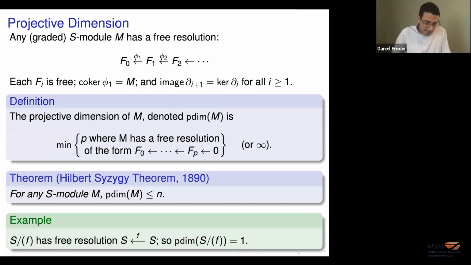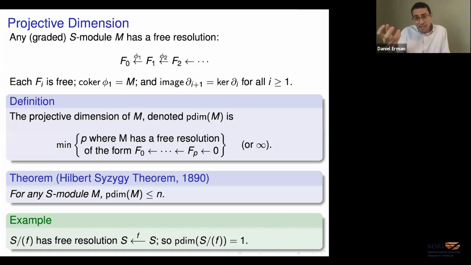If you haven't studied this before, I want us to think about this as a measure of the complexity of the module. Free modules are, I think, reasonably understood to be the simplest modules. Free modules are essentially like vector spaces. They have bases, there are no relations, they're fairly easy to understand. And a free resolution is like an attempt to compare an arbitrary module to a free module. You approximate it by one free module, and then you take the kernel.